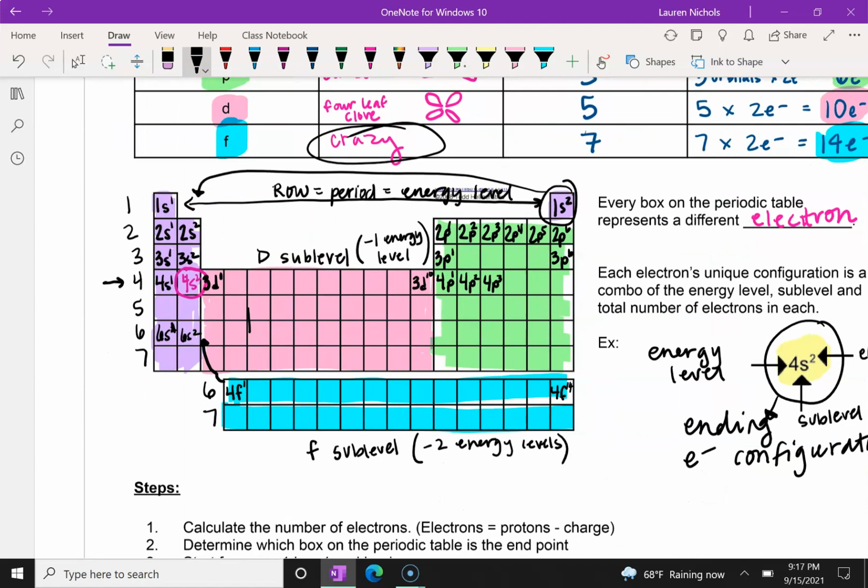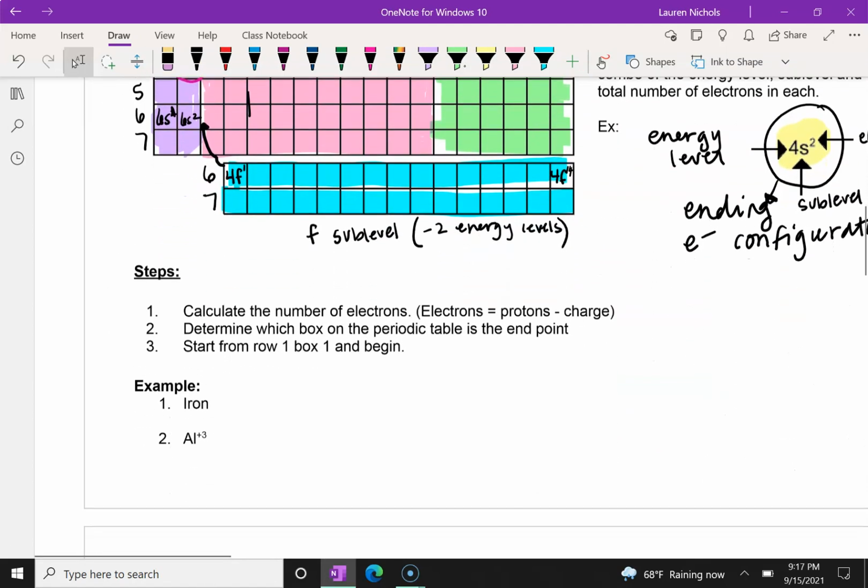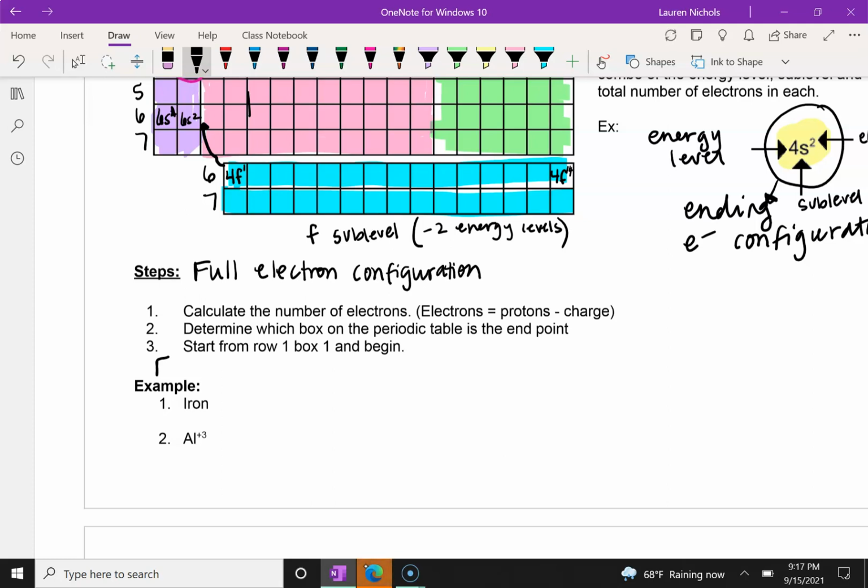Now, that's just talking about our ending electron configuration, okay? But what I want to show you is how we do a full electron configuration. So these are our steps for our full electron configuration. Okay, so the first thing you'll do is you'll calculate the number of electrons.